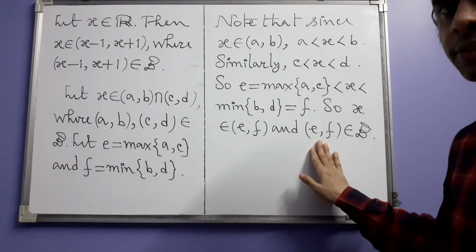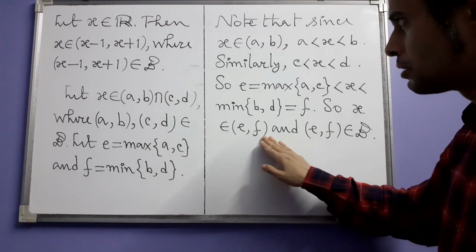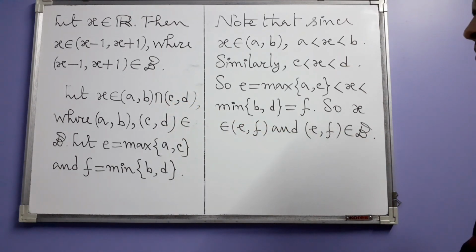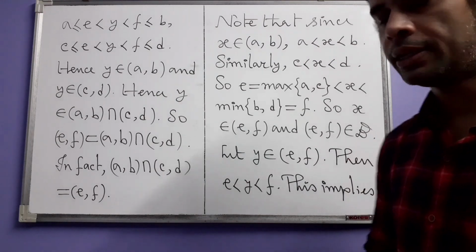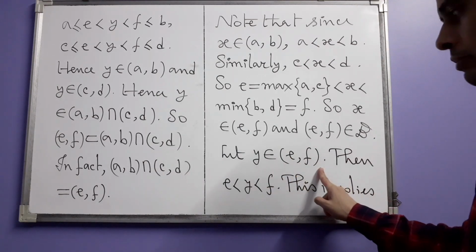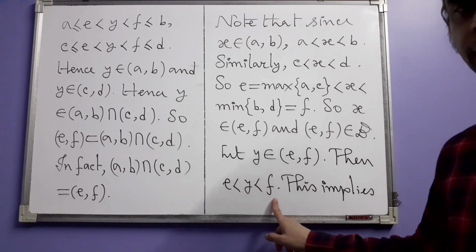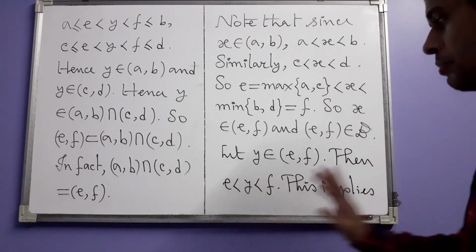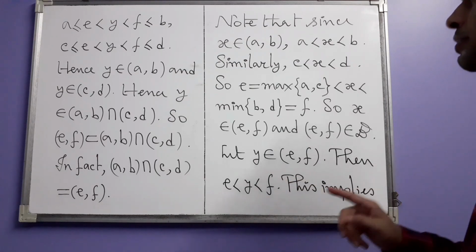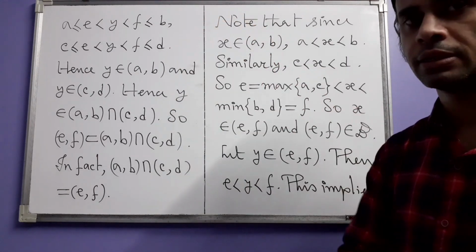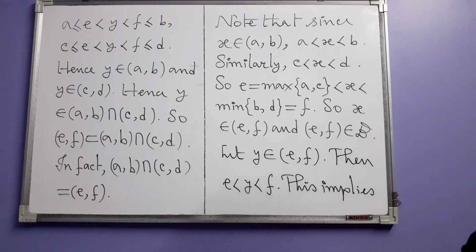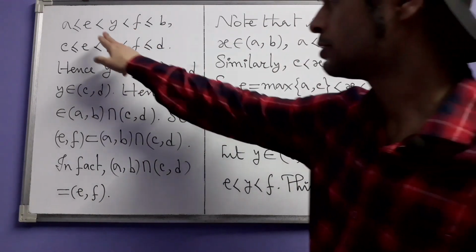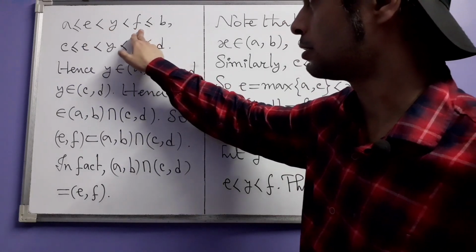But now comes the next question. Is this open interval really contained in this intersection? Yes. Let us see how. So we take any point y in (e, f). Then y is greater than e and less than f. y is a real number. And what does this imply? These inequalities imply these further inequalities. You can see that we have simply written those same inequalities here. e is less than y and y is less than f.